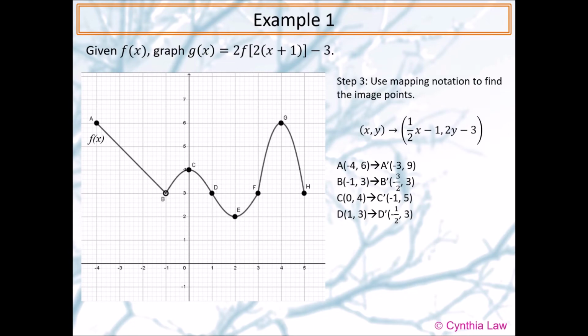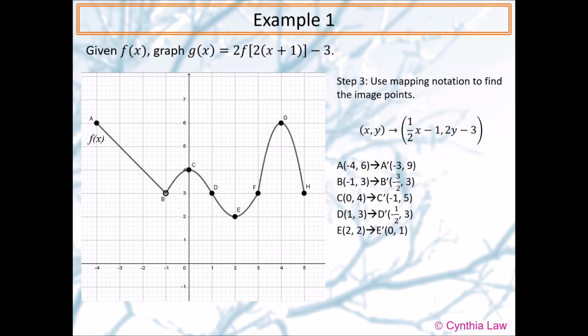Point D, 1 times 1/2 is 1/2. Subtract 1, we get -1/2. The y-coordinate is 3, so the result would be the same as what happened with point B. So the y-coordinate of D prime would also be 3.